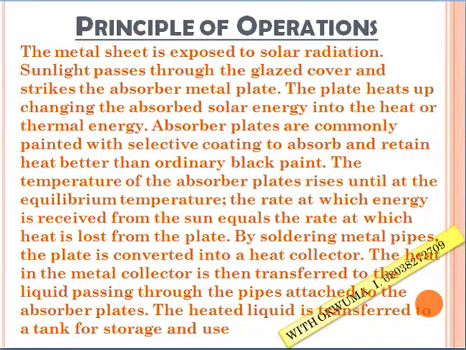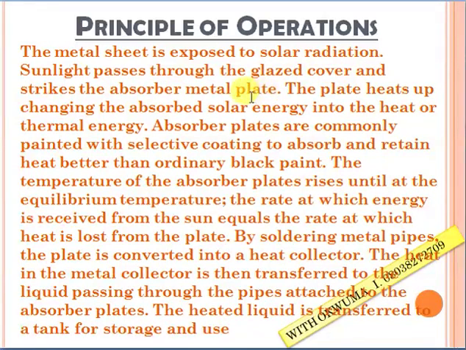What is the principle of operation? How does it operate? Already we have explained that, because we have explained the component parts. So in summary, the metal sheet is exposed to solar radiation. You mount it on top of the building where it can get heat from the sun. Now sunlight passes through the glaze cover. Remember, the glaze cover is made of glass or plastic, transparent material, so that sunlight can pass through it. So when sunlight passes through this glaze cover, it strikes the absorber metal plate.